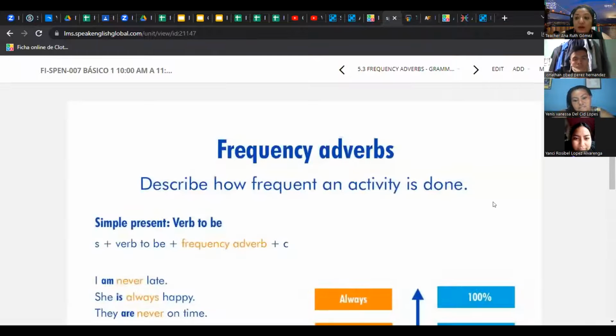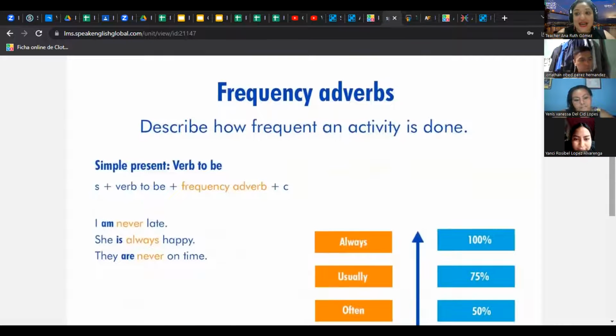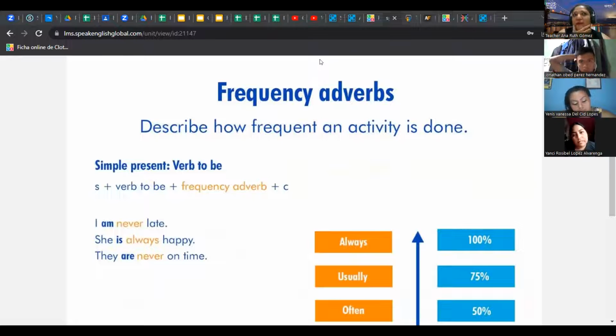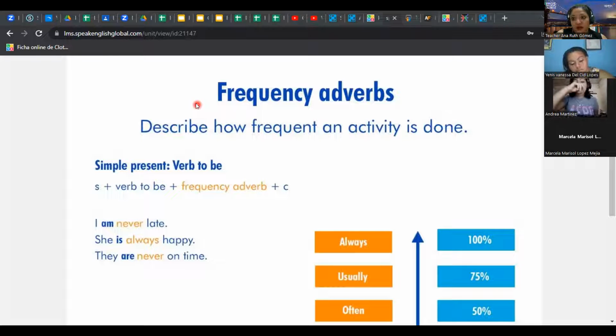Now, what we're going to study today are the frequency adverbs. Pay attention to this. Frequency adverbs, or in Spanish, adverbios de frecuencia. Now, the frequency adverbs, I know you know. For example, have you ever heard the word always? Yes? What about sometimes? What about never? Yes, of course, in the movies, in the songs, etc.